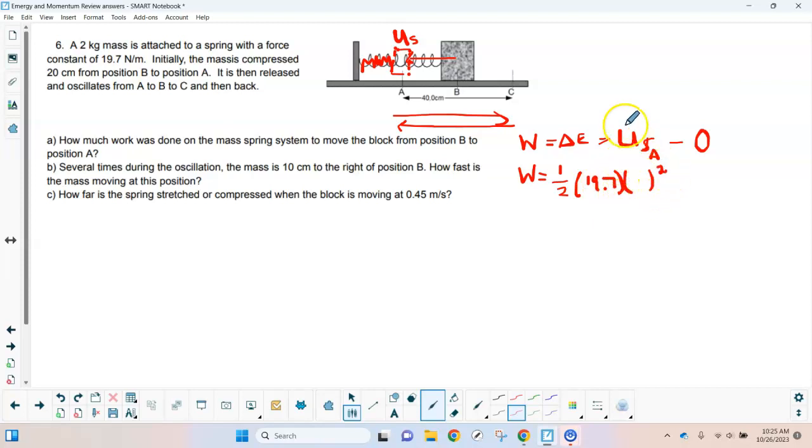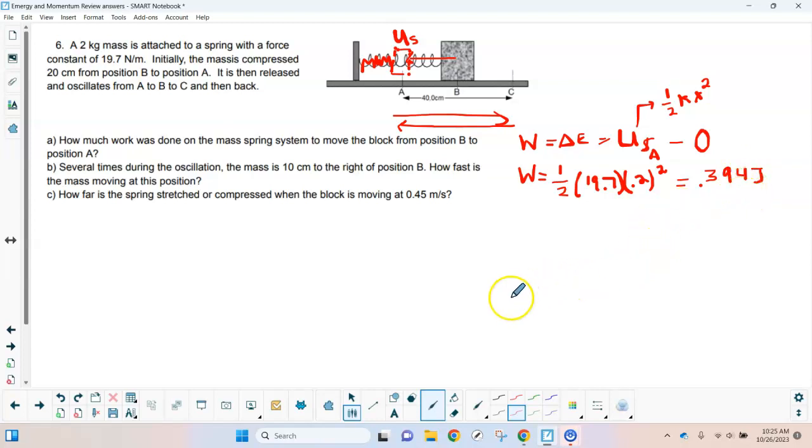And then we need to figure out how far it was compressed or stretched. So let me write out that equation because I kind of jumped over that. So it's 1/2 K X squared. So K is the spring constant, and then X is how far you've compressed or stretched it. So if this whole distance here is 40 and it says that it's compressed 20, so it's 20 centimeters, which is 0.2. So you got to convert from centimeters to meters. That's the only bit that's a little bit tricky. And if you do this calculation in your calculator, you should get something like 0.394. So that is how much work was done. That is how much energy was gained by the mass spring system.